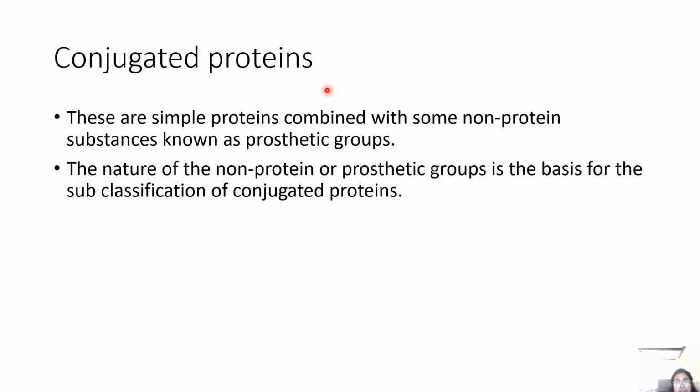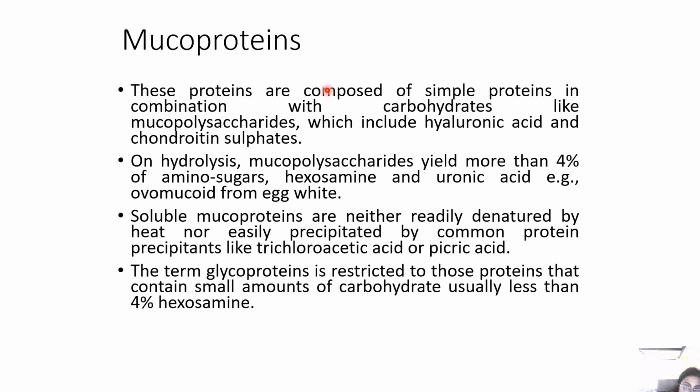Conjugated proteins are simple proteins combined with some non-protein substances known as prosthetic groups. The nature of the non-protein or prosthetic group is the basis for the sub-classification of conjugated proteins. Then we have the mucoproteins, which are composed of simple proteins in combination with carbohydrates like mucopolysaccharides, which include hyaluronic acid and chondroitin sulfates. On hydrolysis, mucoproteins yield more than 4% of amino sugars, hexosamine and uronic acid.